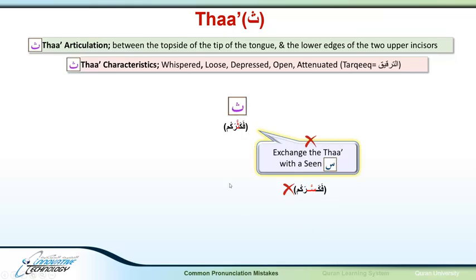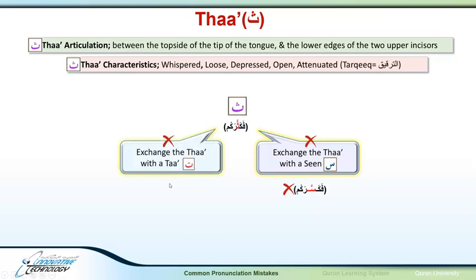This is wrong. A similar other mistake would be to replace the tha of فَكَثَّرَكُمْ with a ta. The mistake sounds like this: فَكَثَّرَكُمْ. So we're having ta instead of the tha. And the right way of pronouncing it to correct the two mistakes is like this.